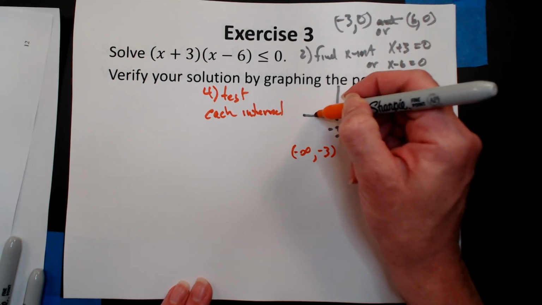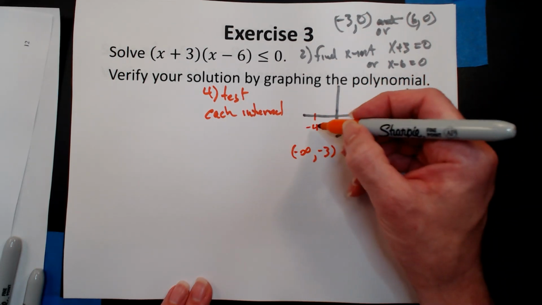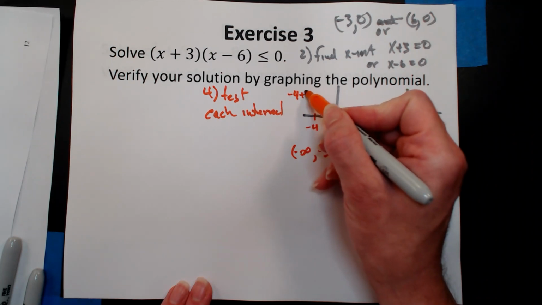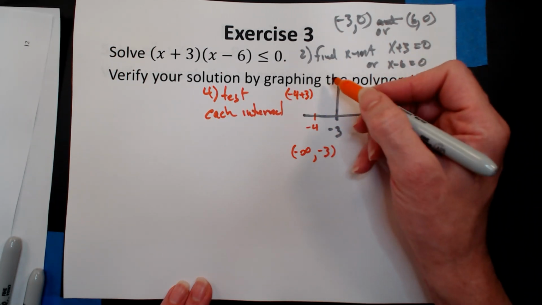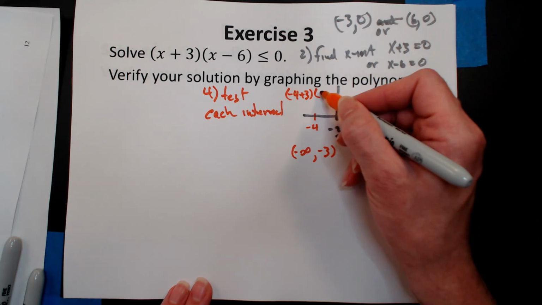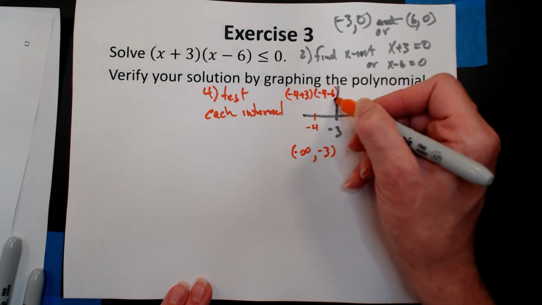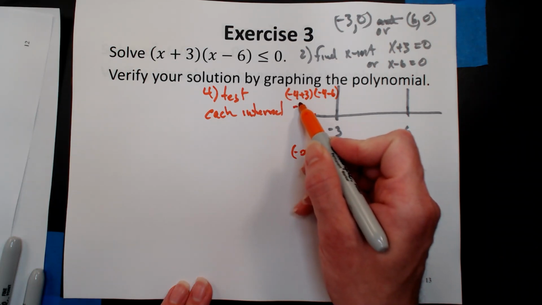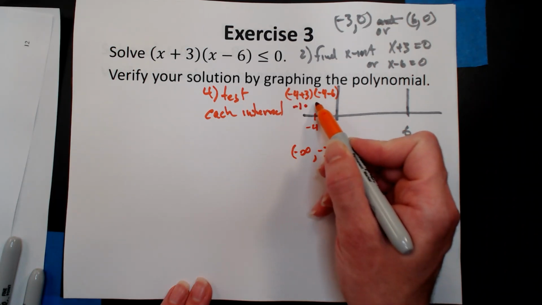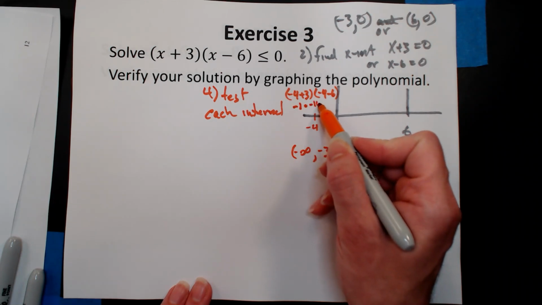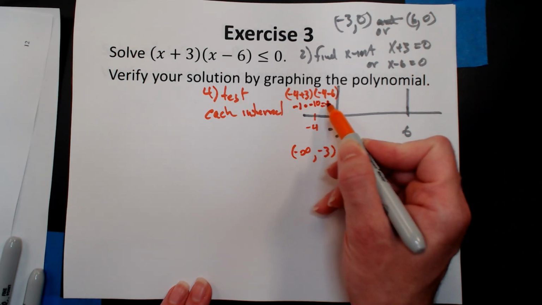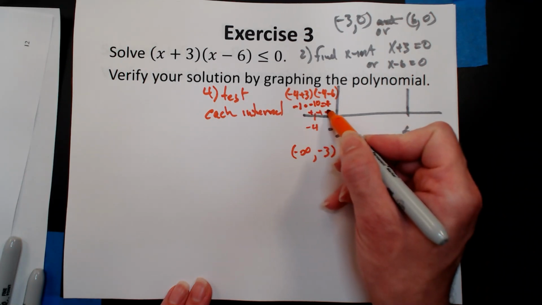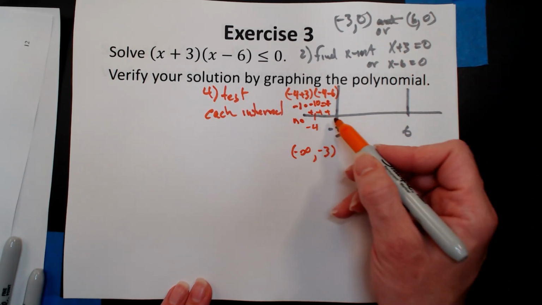So if I were to test something in this interval, something like negative 4, if I test negative 4 into this inequality, I'll have negative 4 plus 3 and negative 4 minus 6. When I multiply this out, I'm going to get negative 1 times negative 10. So that makes this positive overall. So positive, is that true? No. This will be a positive number back out. So no, we don't want this interval.